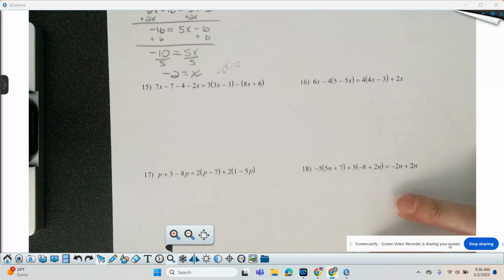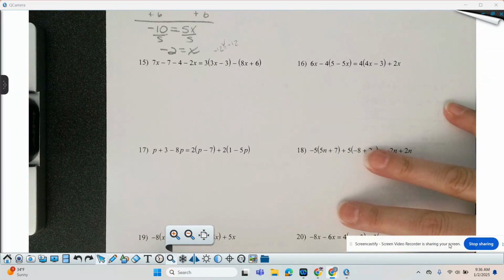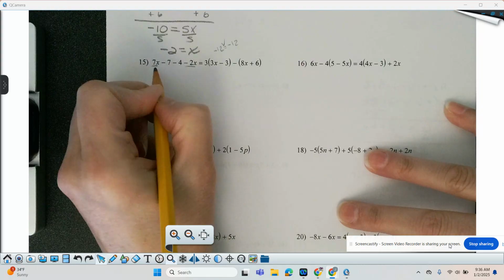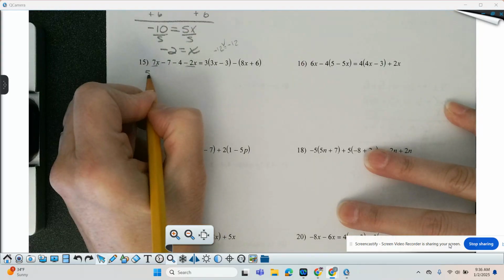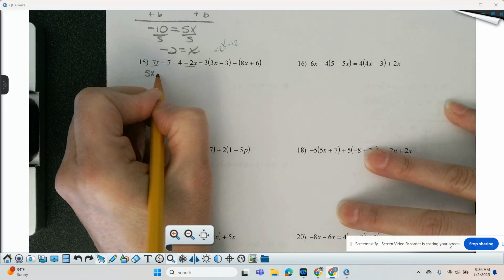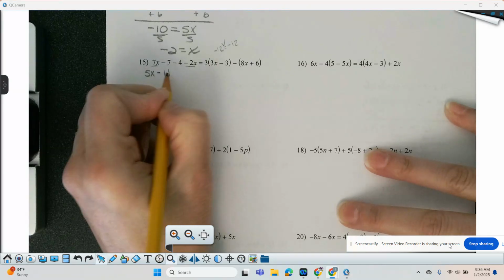All right, we're going to finish up these last 3. So it looks like there are no parentheses here, but I do have some like terms. 7x minus 2x, that would be 5x. Negative 7, negative 4, a negative negative is a negative. Keep the sign and add the numbers.